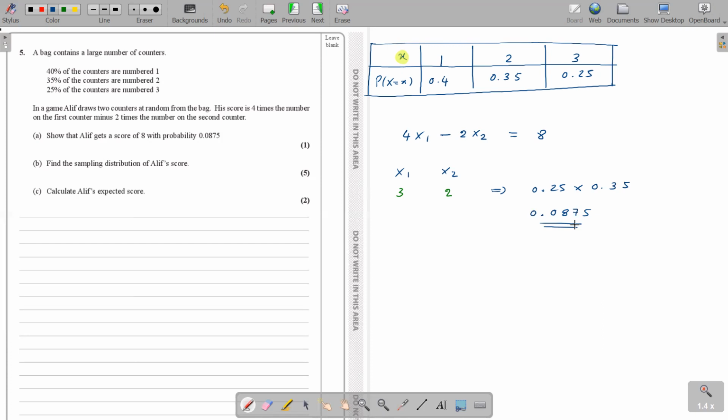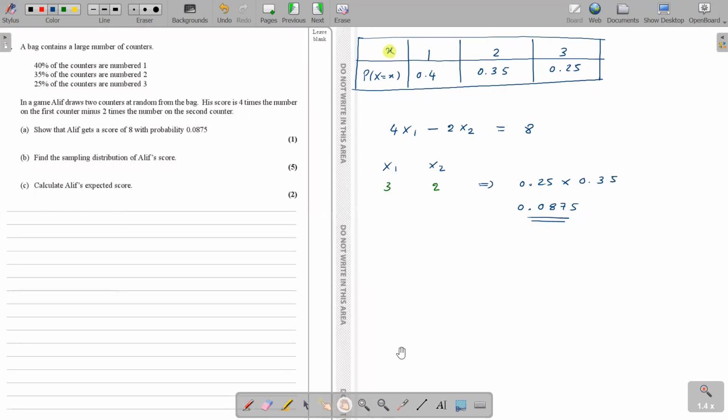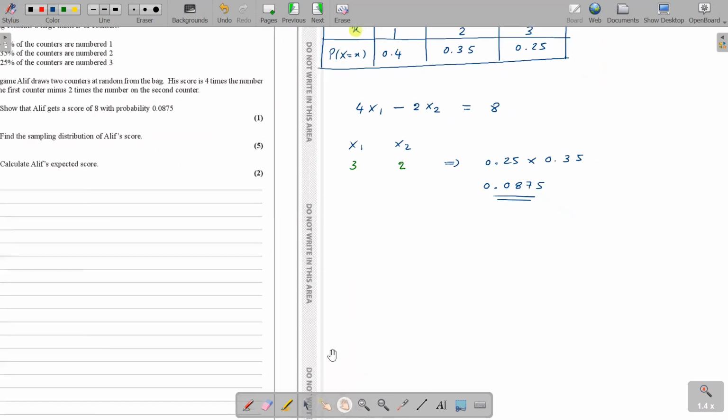Is this clear? Okay, part B, they ask you to find the sampling distribution of Alif's score. So you have to get the sampling distribution of its score, which means what? You have to show all possible samples and the scores. Shall we do it?